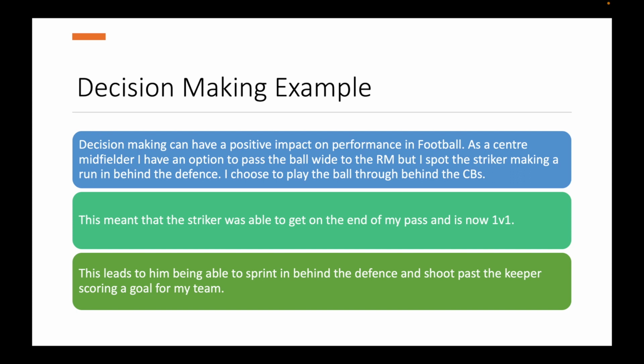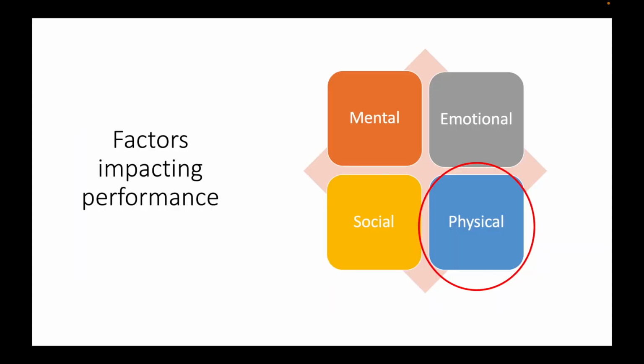The next example is from football, and it's about decision making. So decision making can have a positive impact on performance in football. As a centre midfielder, I have an option to pass the ball wide to the right mid, but I spot the striker making a run in behind the defence. I choose to play the ball through behind the centre backs. This meant that the striker was able to get on the end of my pass and is now 1v1. This leads to him being able to sprint in behind the defence and shoot past the goalkeeper, scoring a goal for my team. All of that would get 1 mark.